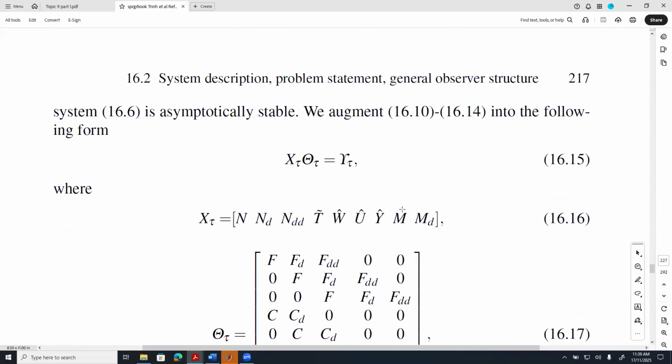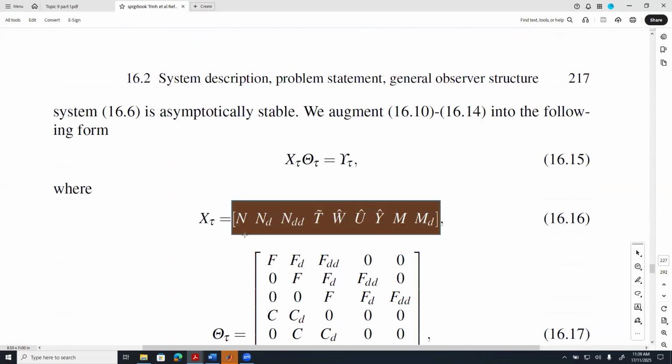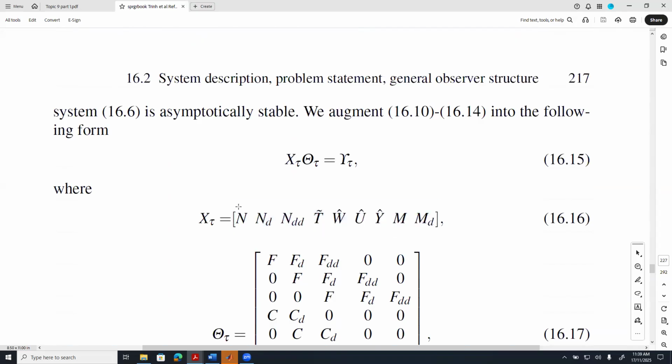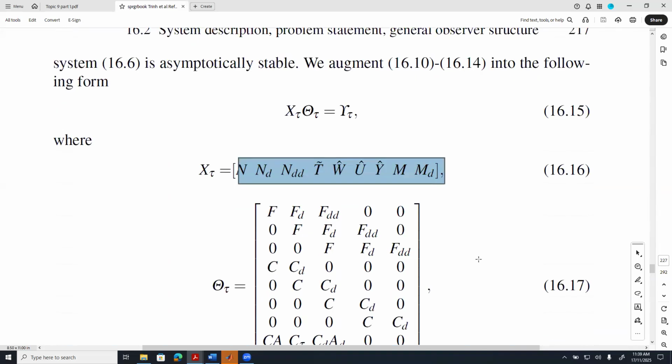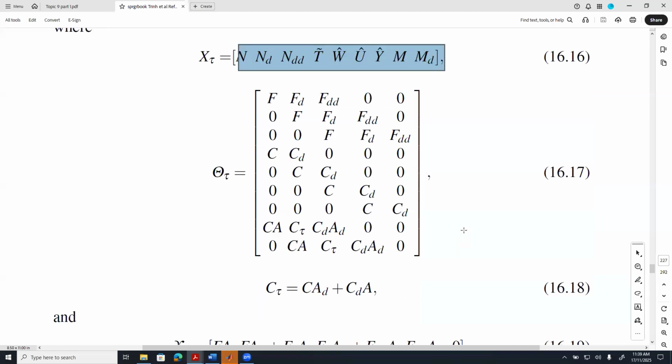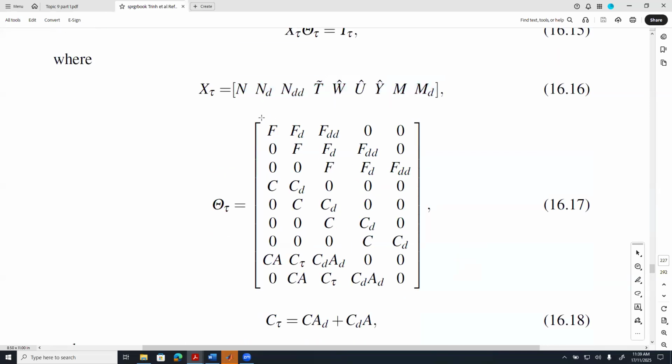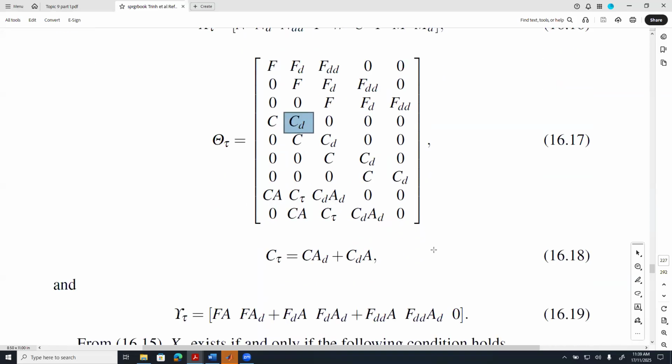So when we look at it, we can stack all the unknown input matrices into one big matrix, and we call it X tau. So we have 1, 2, 3, 4, 5, 6, 7, 8, 9. And then we arrive at the if and only if condition, and when we have a look at this big matrix here, all those matrices, like for example, F, FD, FDD, they are all present in this big matrix here, as well as the matrix CD as well. And C tau is just this combination of C and CD.